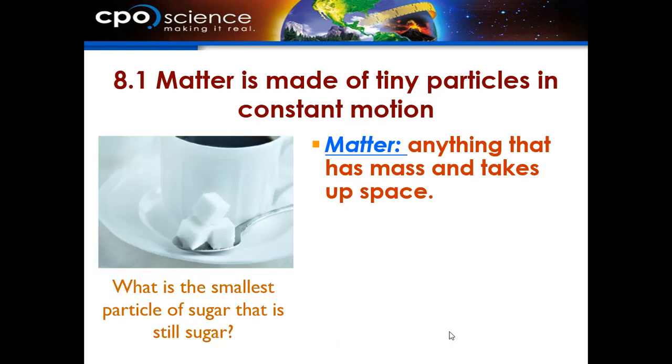Matter is made of tiny particles in constant motion. Matter is anything that has mass and takes up space. Pretty much everything, but not everything. When I say pretty much everything, if you can touch it, you can feel it. Things that have mass take up space.